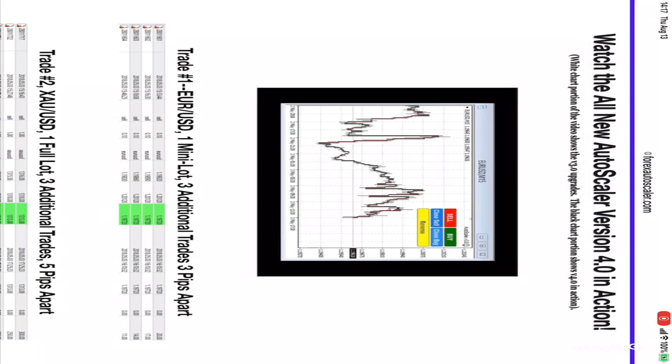So that gives you some idea of how this works. Now there's another gold trade that we took as well just a few minutes after we got into this one, and I'll switch over in a second and we'll look at that chart.